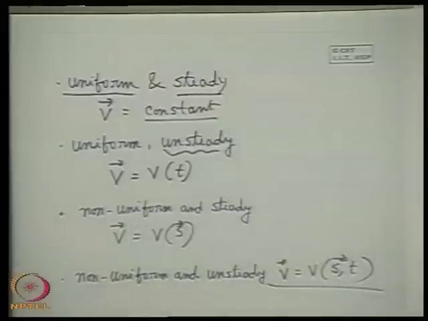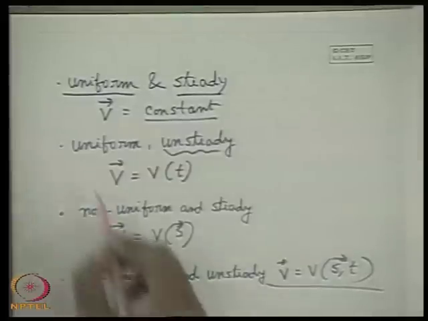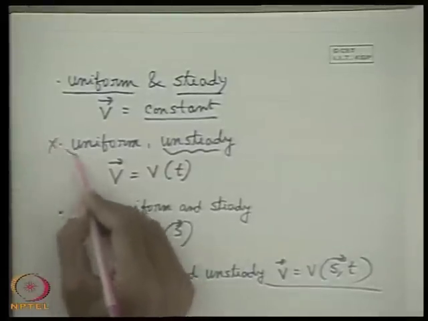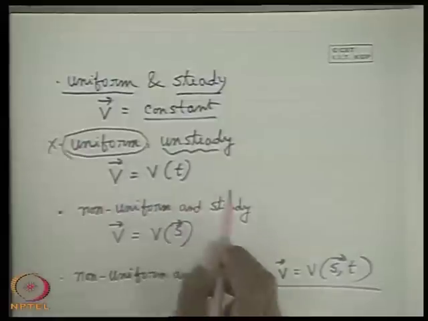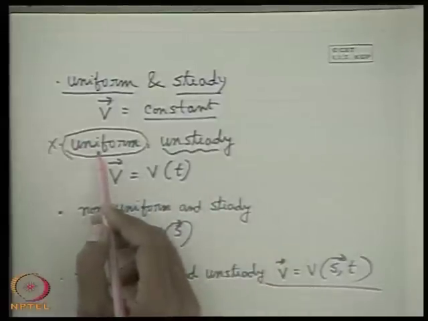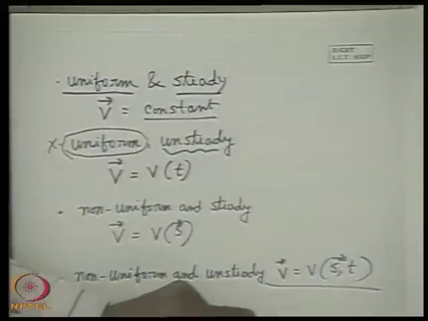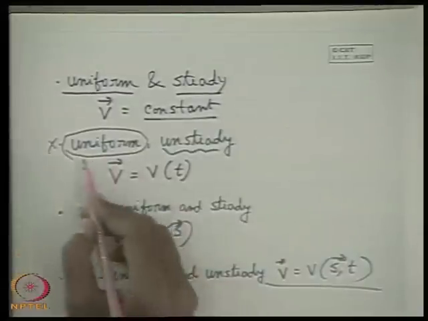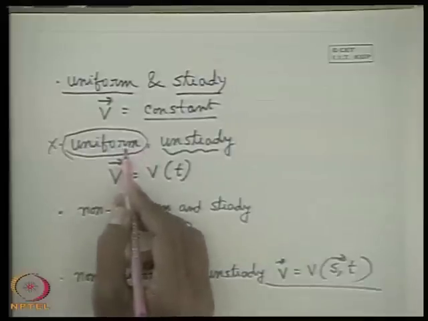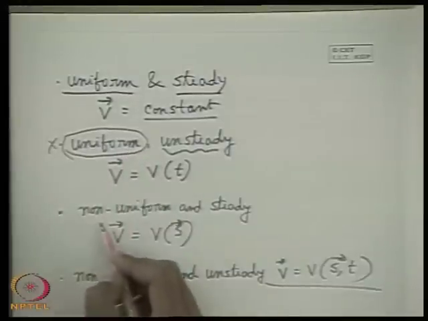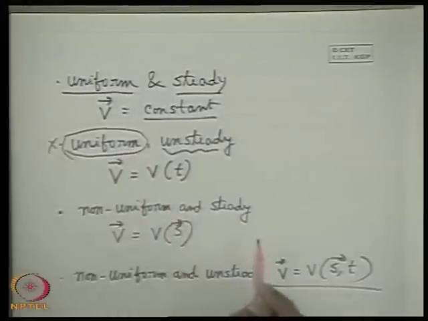In engineering applications, flows are never uniform. Uniformity is never there, because uniform flow is available only in solid body motion. Usually in a fluid, by virtue of its property, its viscosity, flow is always non-uniform. But in some cases, we assume the flow to be uniform.